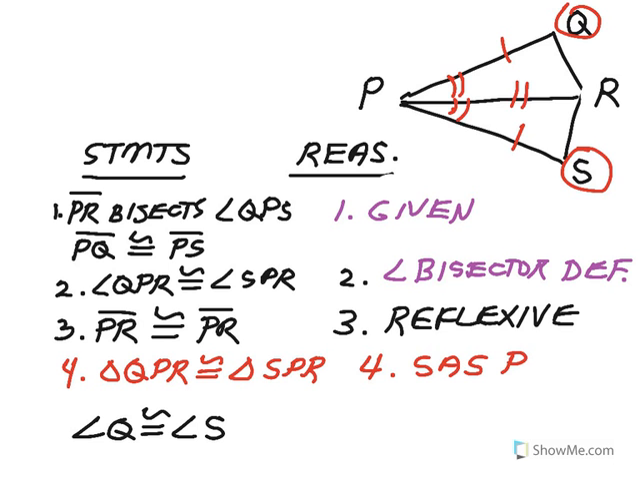And the reason that I proved the two triangles congruent is now, step 5, I'm done here. I can say angle Q must be congruent to angle S because they are corresponding parts of two triangles that I've just proved to be congruent. So corresponding parts of congruent triangles are congruent. So this step is always going to follow a statement where you've just proved two triangles congruent using one of the three postulates, side angle side, side side side, or angle side angle. And that's how you use it.